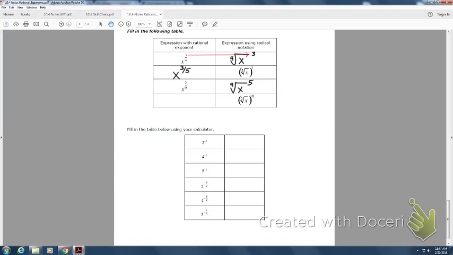AJ, what would the last one be in radical form? Rational form, sorry. X to the power of 2. Okay. Can I write that as x to the 5th? Yes. Same thing.